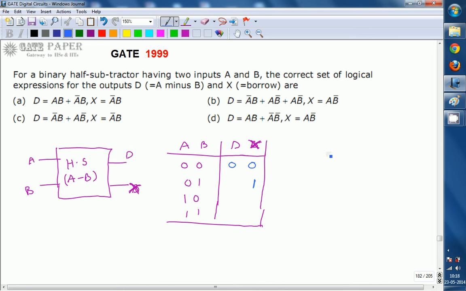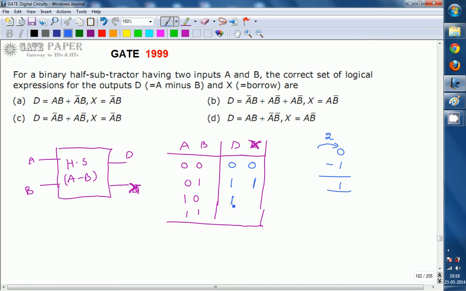Whenever you are doing 0 minus 1, 0 is smaller and 1 is larger, so you require a borrow from the higher position. This is decimal, this is binary, so 2 will come as a borrow. 2 minus 1 is 1, so you get a difference of 1 as well as a borrow of 1.